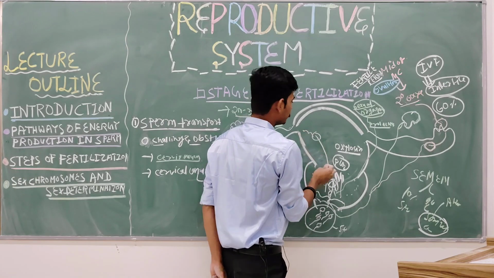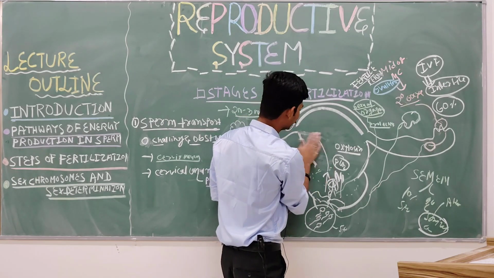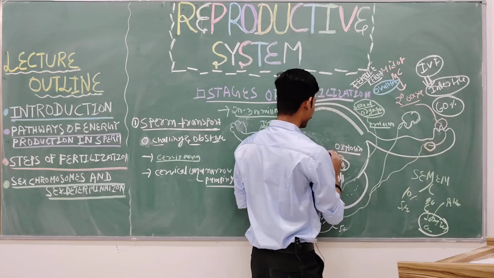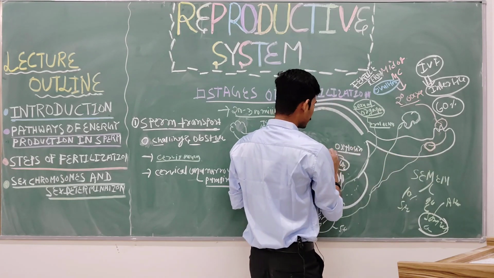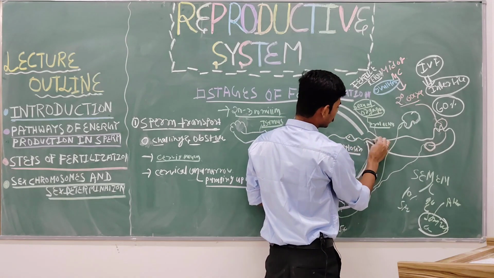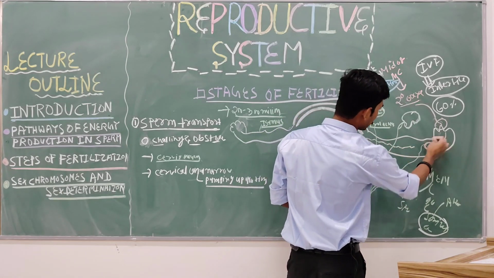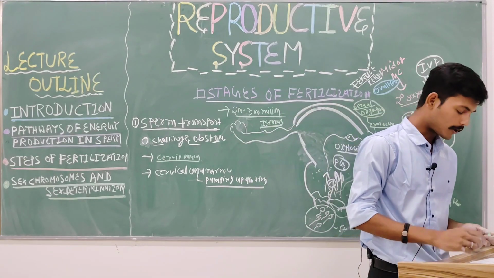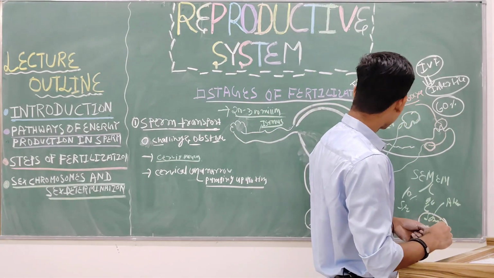Okay, then, why are you going here? Sperm go here. No, here is the waiting. Secondary oocyte is waiting here. Now, the sperm, they go near to the, you can say, the egg. Okay, near to the egg.